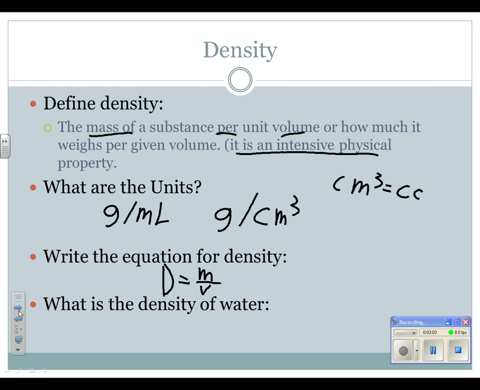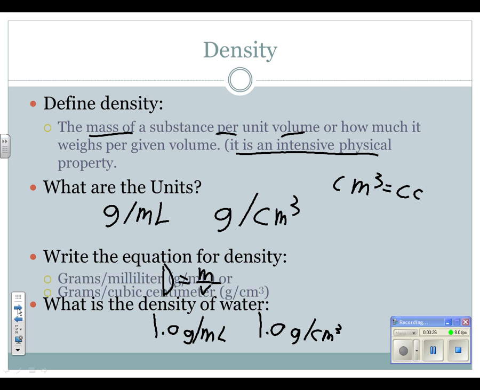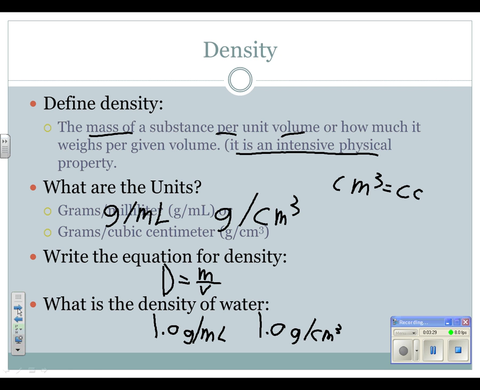Now, the density of water is the bare bones density. It's just 1. It's 1.0 grams per milliliter. You could also say 1.0 grams per cubic centimeter. Either way is fine, but the density of water is just 1. That's an easy one to remember. Everybody saw this in case you want to see it.